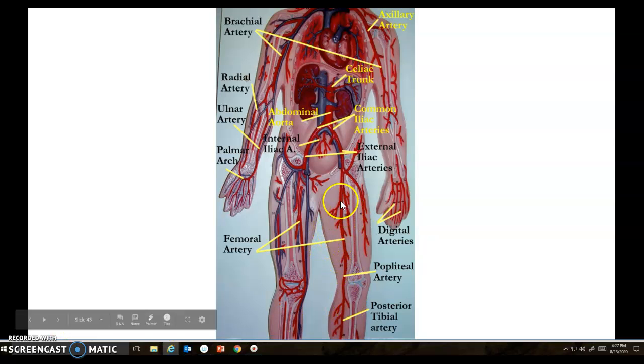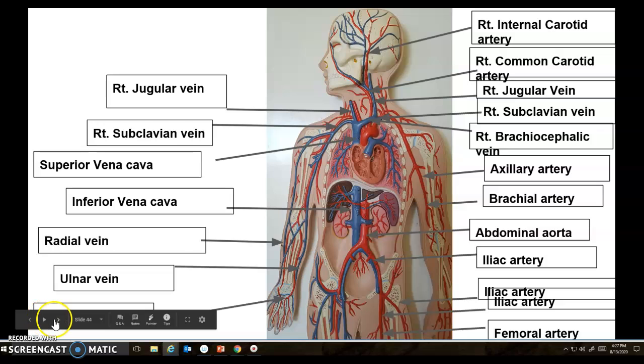Now here, remember, we had talked about it, the femoral comes to the back of the knee, forms what? Popliteal, right? And popliteal will split into 2. So here is the posterior tibial, and here is the anterior tibial.